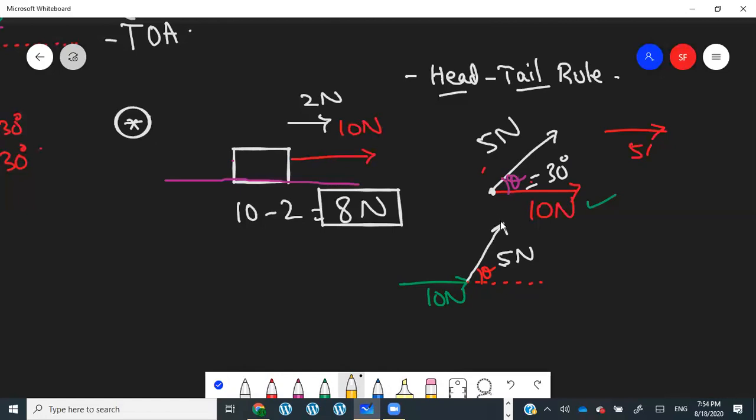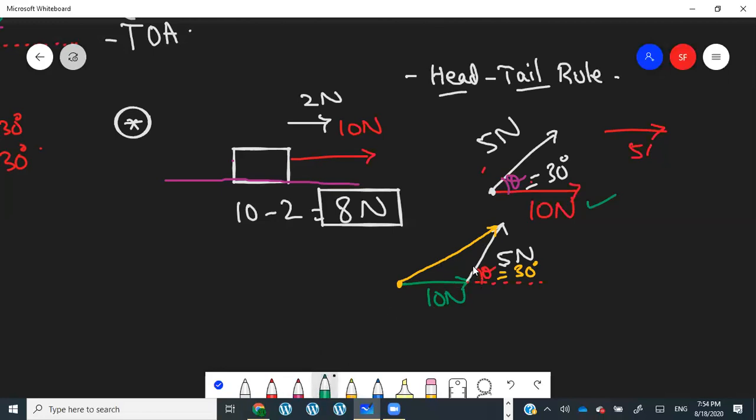We add another vector starting from the tail of the first vector to the head of 5N. All right, great. You've made me happy. You're getting it finally. Great. Okay, so this is a 30 degrees angle over here. What to do next?